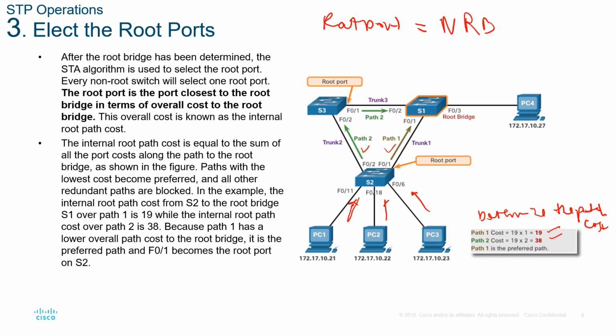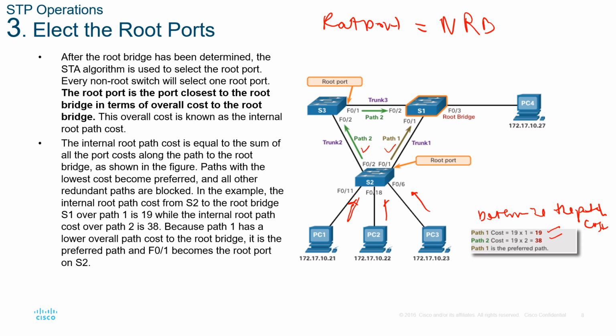On S2 and S3, you need to identify the root port, where the port is the closest to the root bridge in terms of overall cost to the root bridge. For example, S2 has two ports, F01 and F02, connected that lead to the root bridge. Which one do we want to use as the root port, F01 or F02? We need to know which port is the closest to the root bridge in terms of cost. From F01 to the root bridge, the cost is 19. From F02 to the root bridge, the cost is 38. So basically, F01 will definitely be selected as the root port for switch 2.